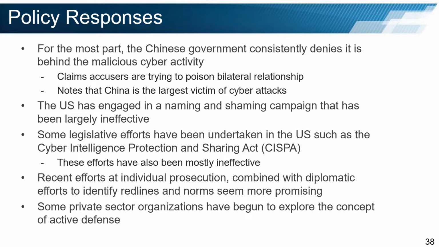The United States initially engaged in a naming and shaming campaign that has been largely ineffective. Some legislative efforts have also been undertaken in the U.S., such as the Cyber Intelligence Protection and Sharing Act, or CISPA. But these efforts have also been ineffective due to the political paralysis that currently stalls most legislative efforts in Congress. More recent efforts at individual prosecution, combined with diplomatic efforts to identify red lines and norms, seem more promising.